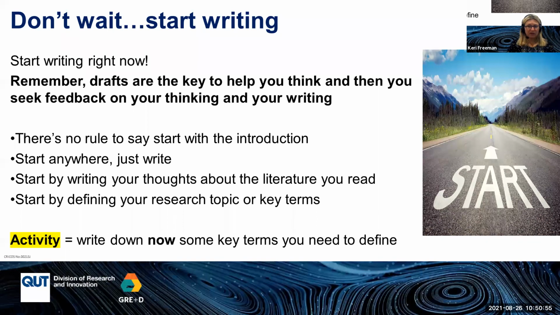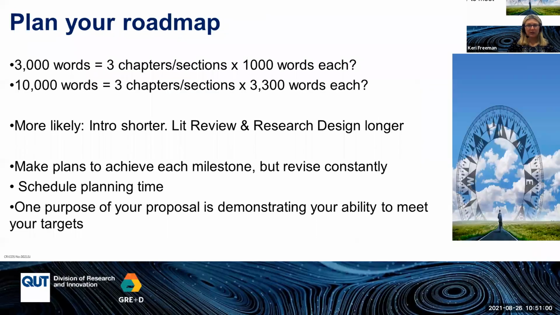Okay, so hopefully you've thought of some key terms. Let's move on. Okay, so another thing that you can be doing is planning your roadmap. So as part of your drafting, have a think about how many words you need to write for each section. If you're writing a confirmation, you might have chapters. So let's say your document needs to be 3,000 words. So do you think you're going to have 3 chapters or sections that are 1,000 words each? Maybe, but probably not exactly the same.